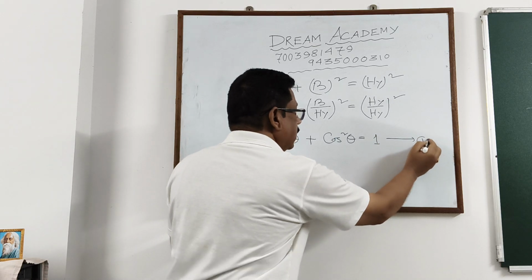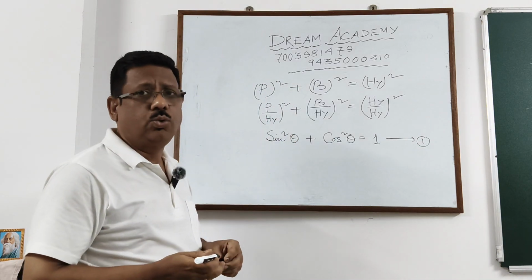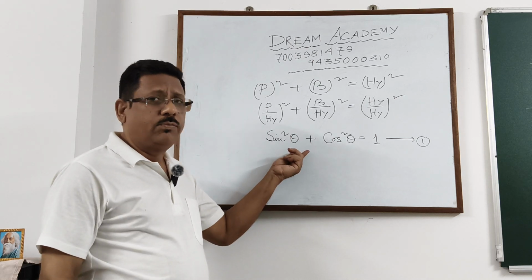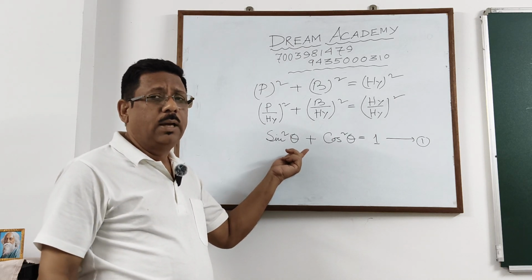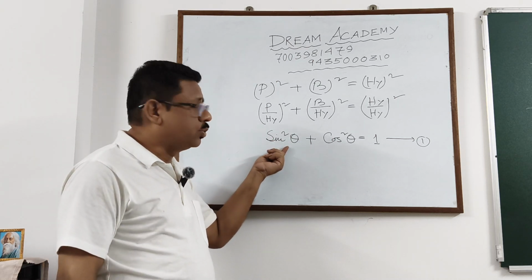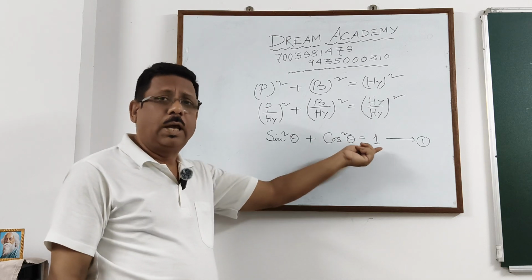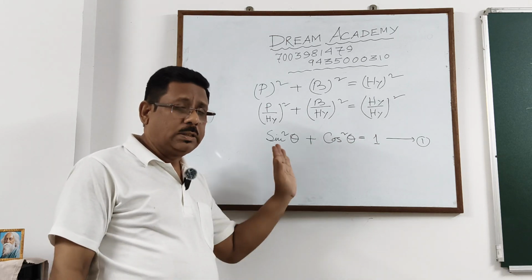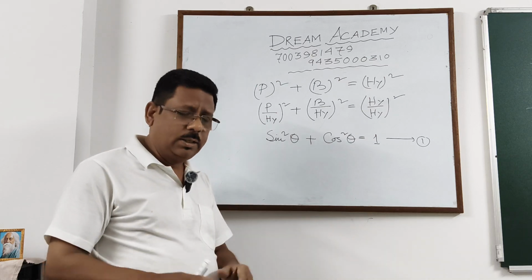This is the first identity. It is very easy to calculate. So this is a very important identity for trigonometric identities: sin square theta plus cos square theta equal to 1. We can remember it very easily: sin square theta plus cos square theta equals 1.